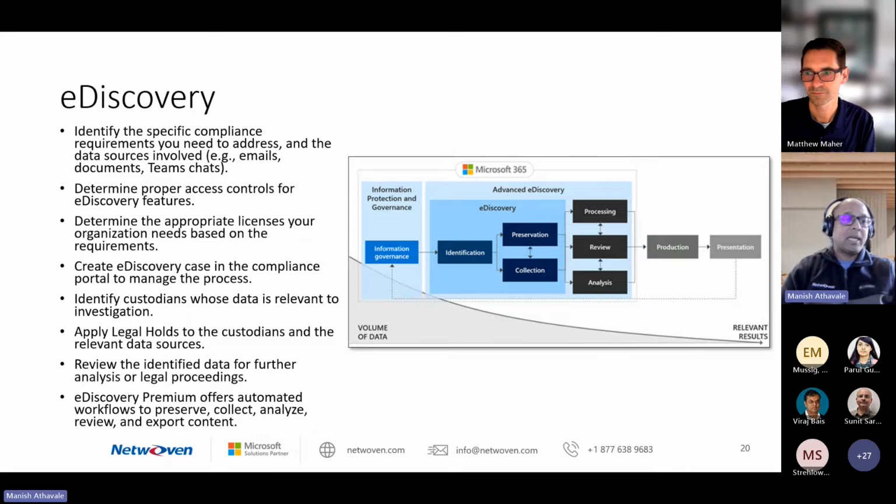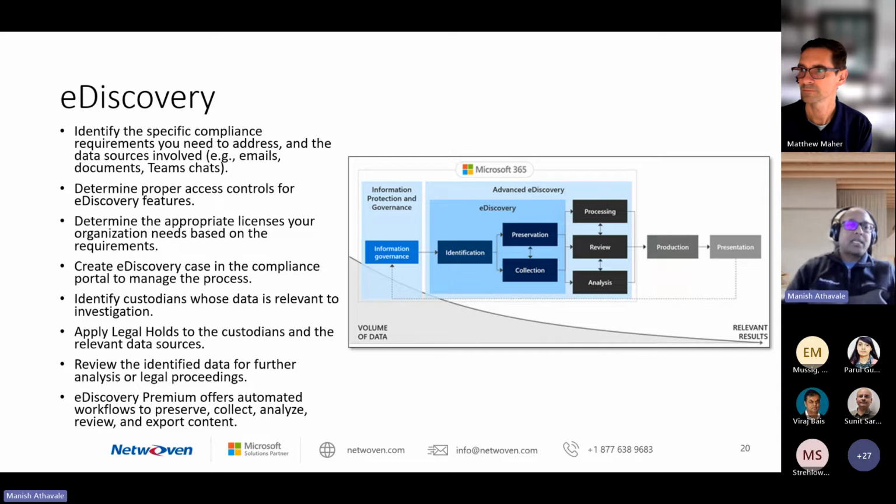Okay, and then you can apply legal holds to the custodians. Custodians are more like people. Essentially, a custodian is a person that you are putting a hold on, and then you hold their Teams chat, you can hold their OneDrive, SharePoint, all that information. And then you can collect all this information and share it with your legal team or the compliance team, however your organization is set up.